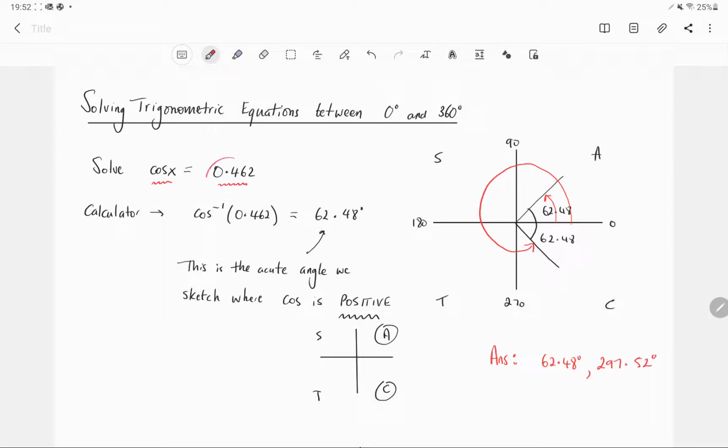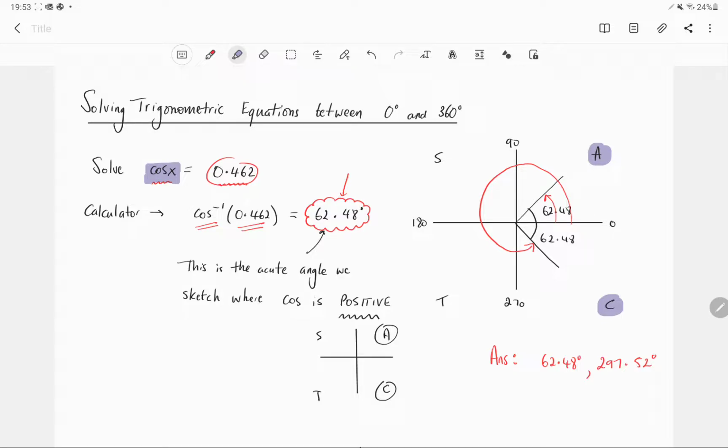What we'll do is take this 0.462 and in the calculator do cos to the minus 1, so shift cos of 0.462, and that will give us an acute angle that we're going to draw in our CAST diagram where cos is positive. And cos is positive here and here. C for cos, A for all.